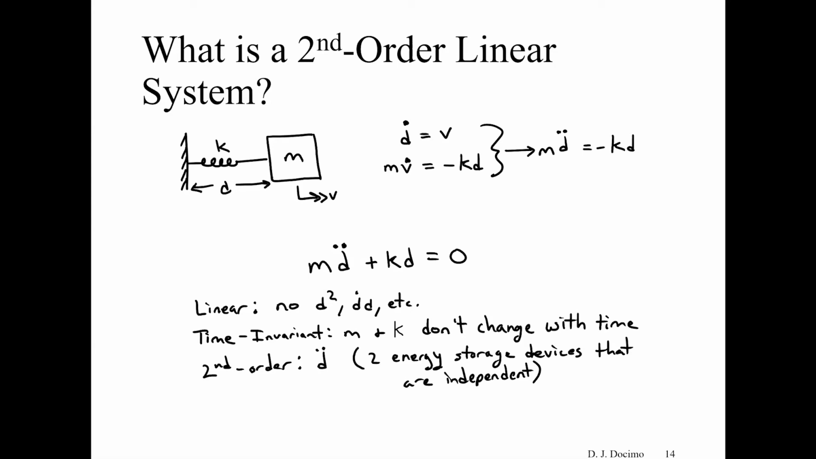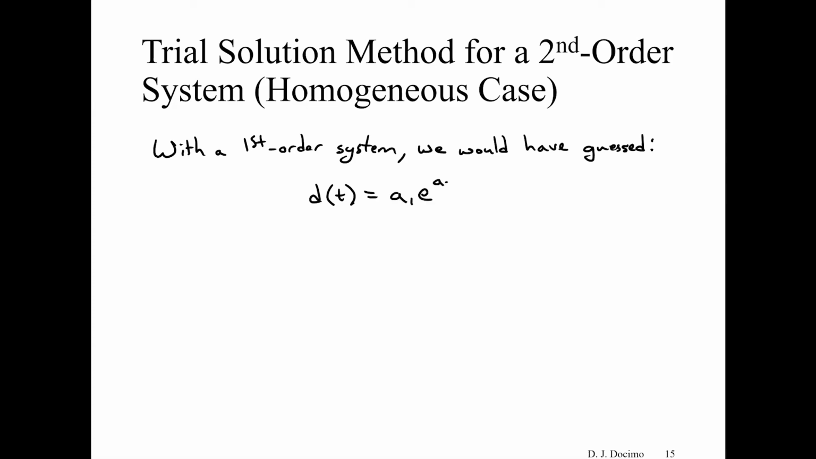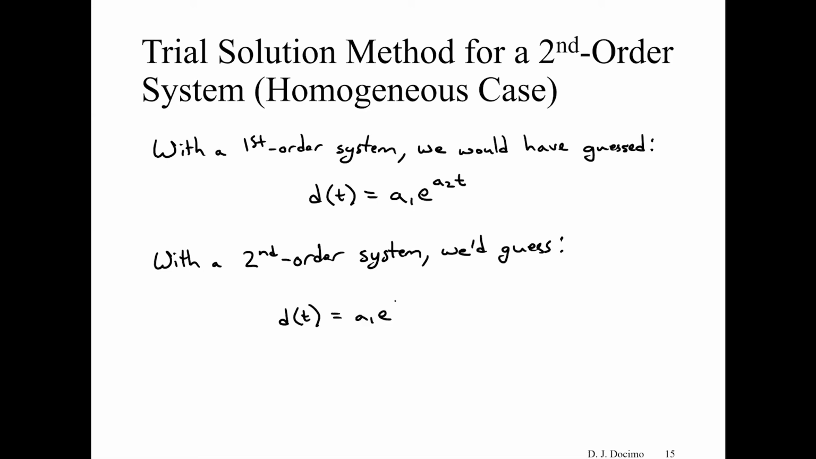So how do we solve this for the homogeneous case where there's no force acting on the system? Well, with a first order system, we would have guessed using the trial solution method that d of t is equal to a1 times e to the a2t. But with the second order system, all we need to do is take that logic and extrapolate on it. So in this case, we're going to guess that d of t is equal to a1 times e to the a2t, just like before, but we're going to add in a second exponential for that second order. So a3 times e to the a4t, both of those exponentials added together.